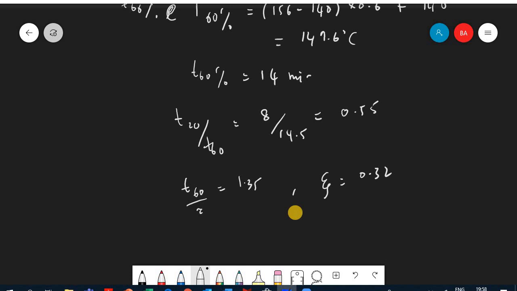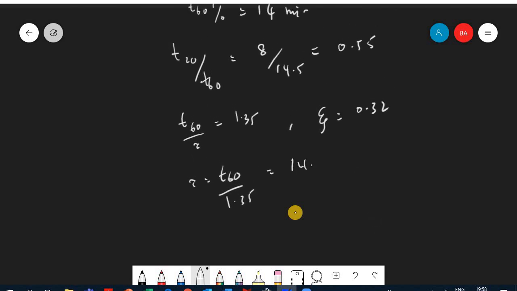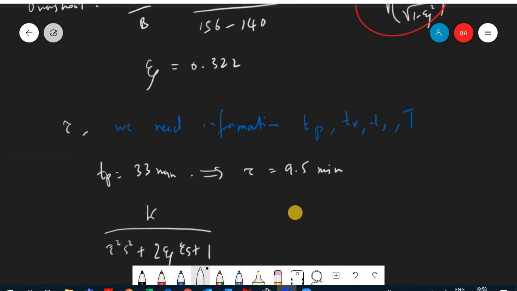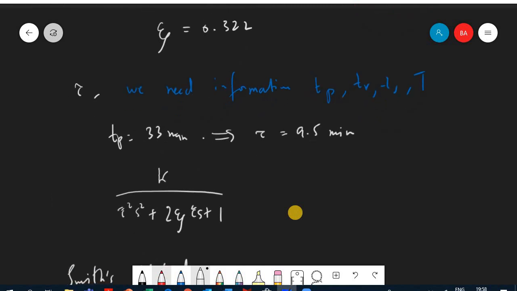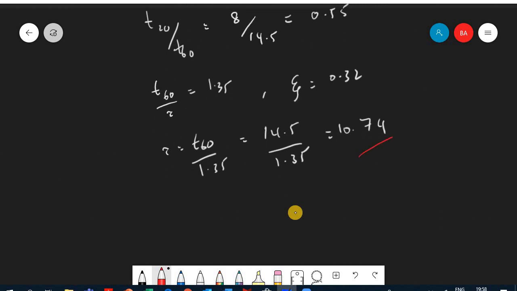So what is tau then, right? Tau is equal to T60 divided by 1.35, and my T60 was 14.5, divided by 1.35, and that is equal to 10.74. So I found the values here, right? What was the value before? It was found to be about 9.5. Using the Smith method I found it to be about 10.74.